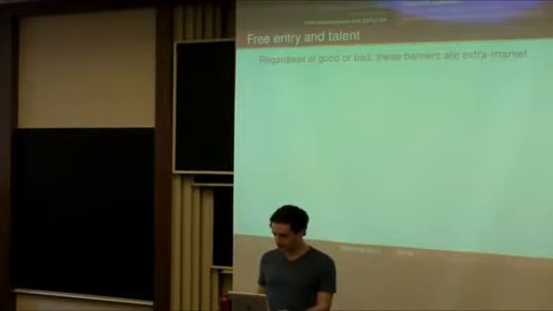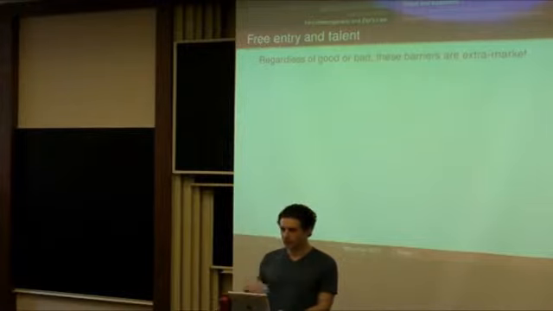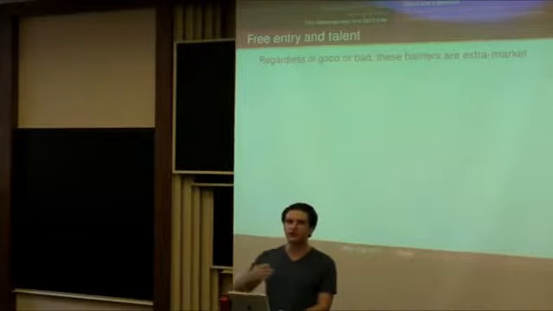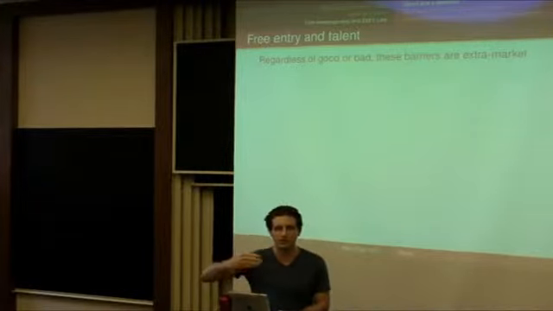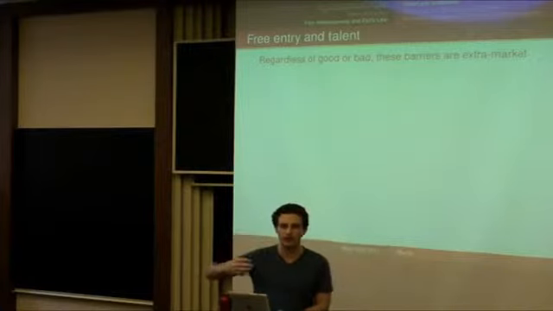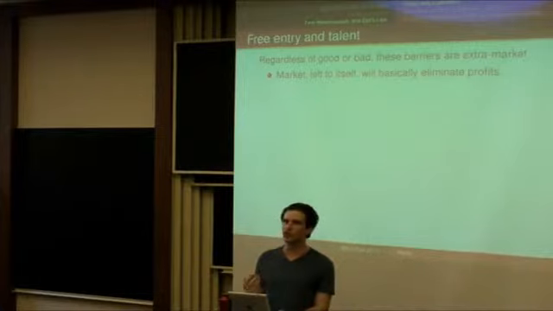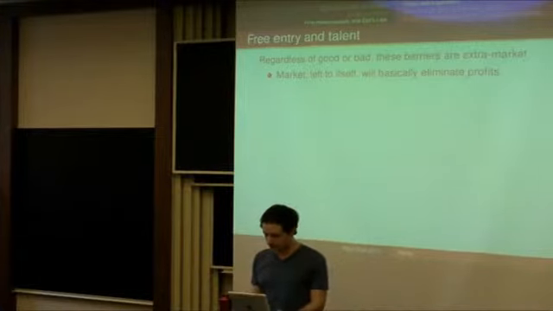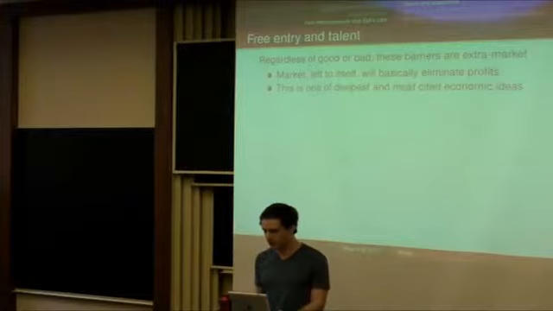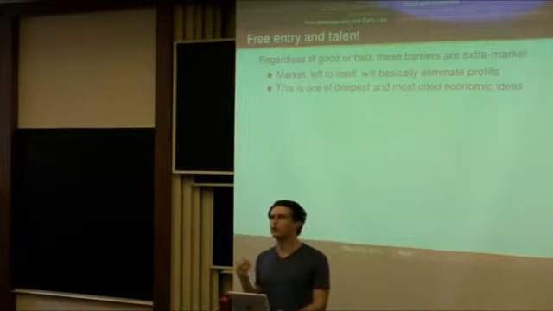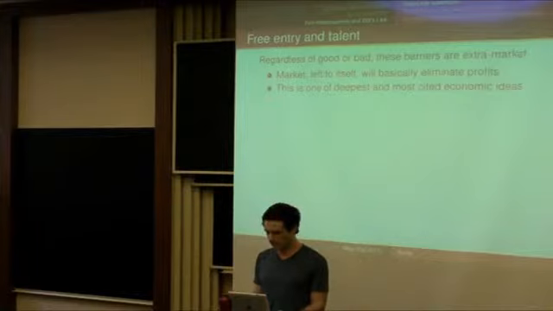So regardless of whether barriers to entry are good or whether they're bad, they're clearly sort of unnatural. They come from some sort of a social norm or a government intervention or something like that. And the traditional argument is that in the absence of these unnatural barriers to entry, basically entry will eliminate all profits. And this is probably like one of the most classical, deepest economic ideas. It shows up in Adam Smith. You learn it in all of your courses.